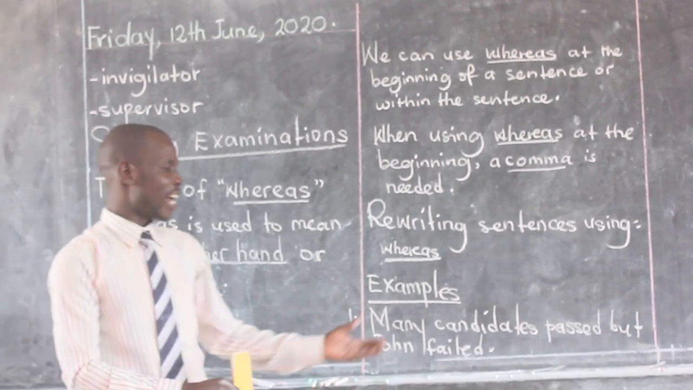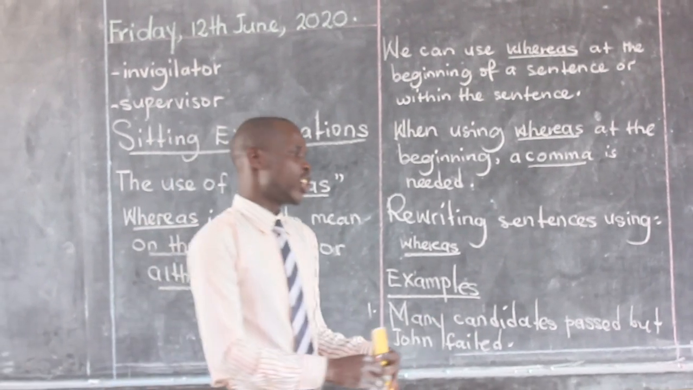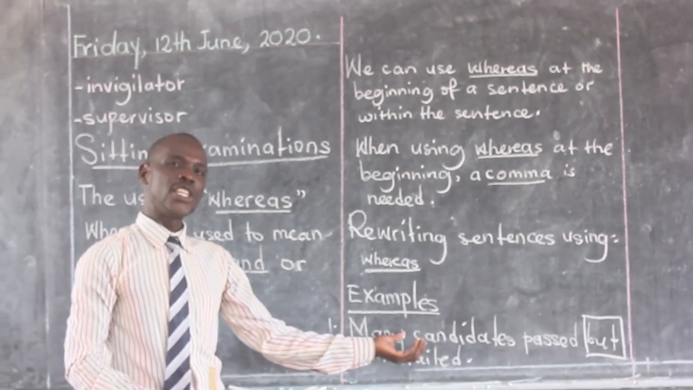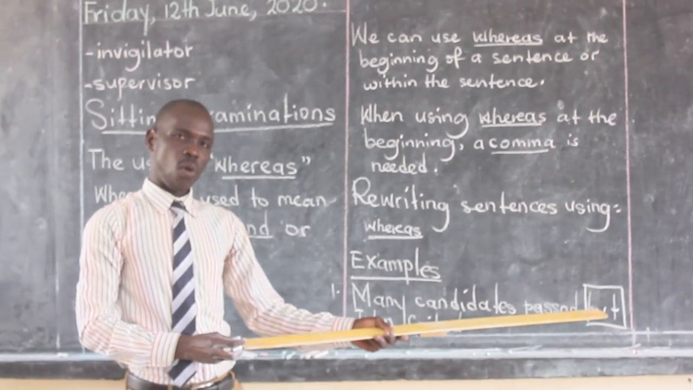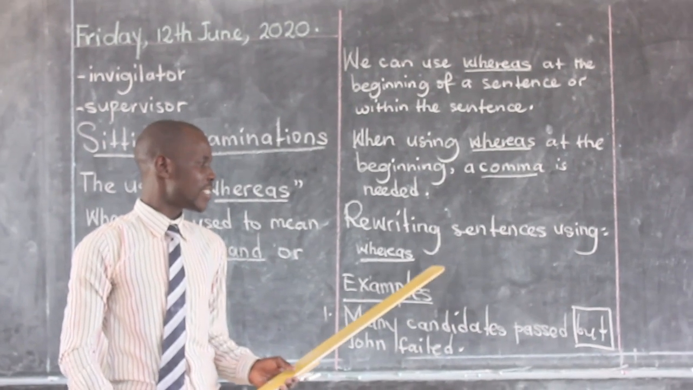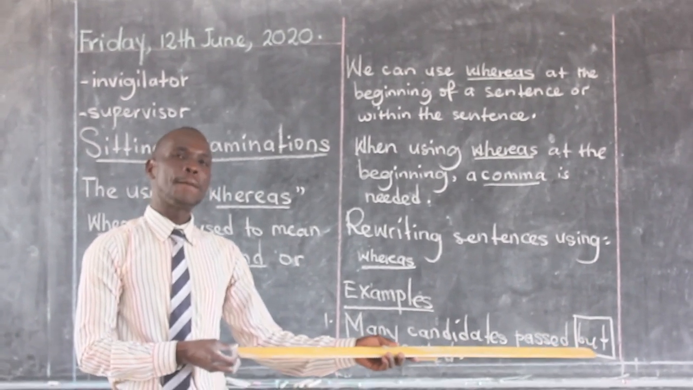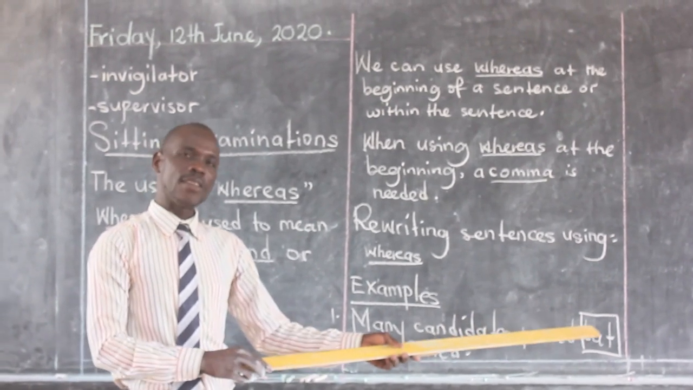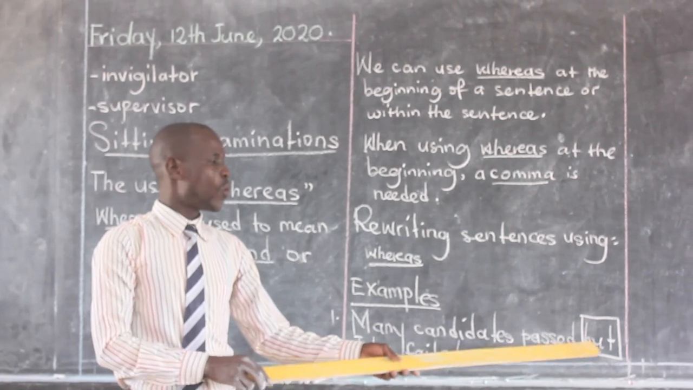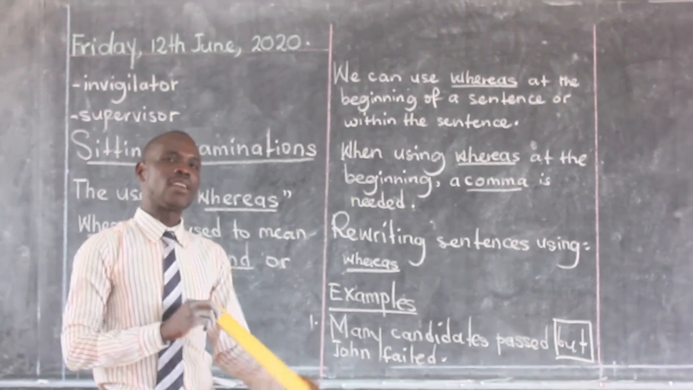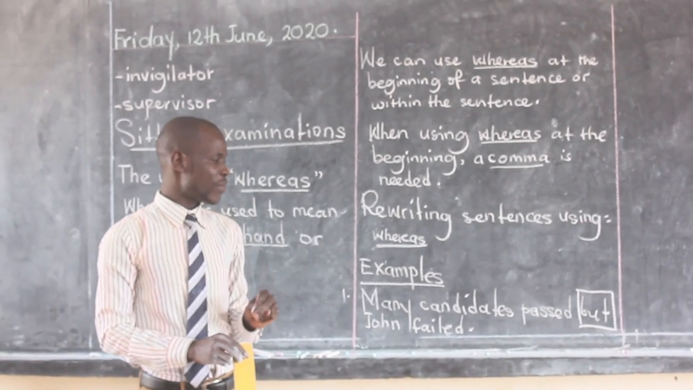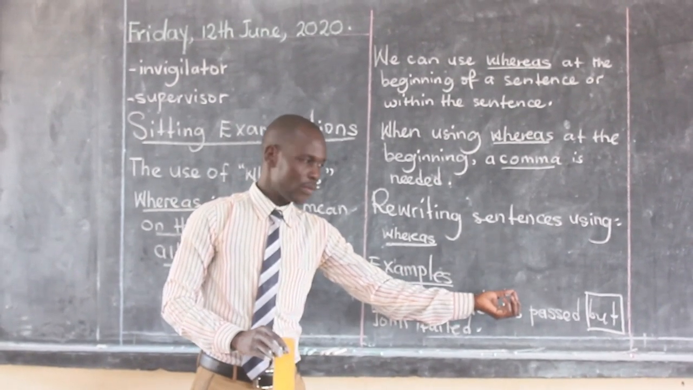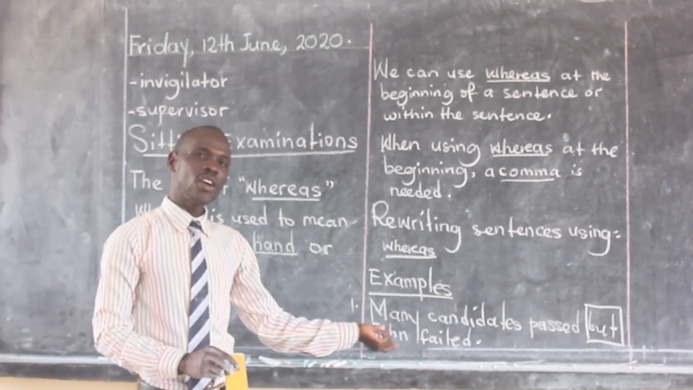You find that these are two sentences, but they have been joined using a but. So, before we use whereas in this sentence, we need to eliminate but, because we shall not have two structures in one sentence. So the first thing is to eliminate but. Now, when you eliminate but in this sentence, you can first of all have two sentences. In the first sentence, we shall say, many candidates passed. That is one. And then the other one, John failed.